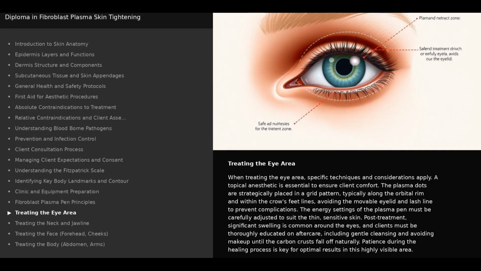A topical anesthetic is essential to ensure client comfort. The plasma dots are strategically placed in a grid pattern, typically along the orbital rim and within the crow's feet lines, avoiding the movable eyelid and lash line to prevent complications. The energy settings of the plasma pen must be carefully adjusted to suit the thin, sensitive skin.